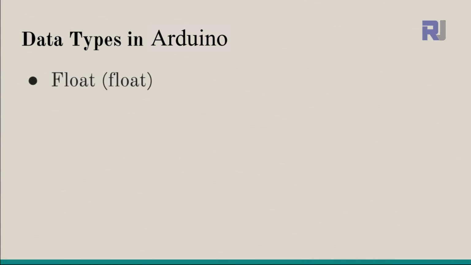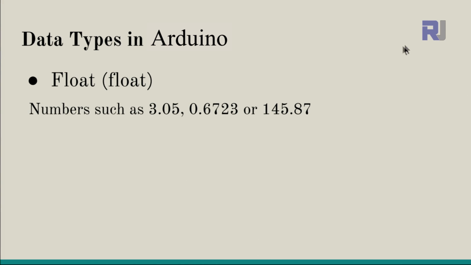And the next data type that we have is float. This is used extensively. Every time if you want to assign a value with a decimal point, for example 3.05 or 0.6723 or 145.87, all of these, they have different decimal points. When you have a decimal point, then you have to use float.